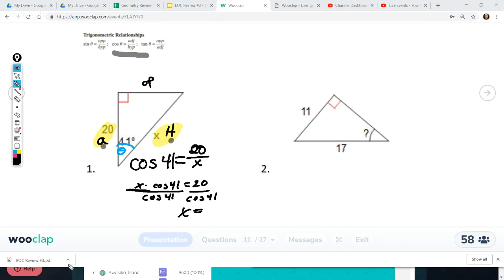So if you do on your calculator, what do you get when you get cosine 41? I only brought 25, they're gone. So if you do cosine 25 on the calculator, you should get 0.9. So if you do 20 divided by 0.9, that's going to give you the, ooh.